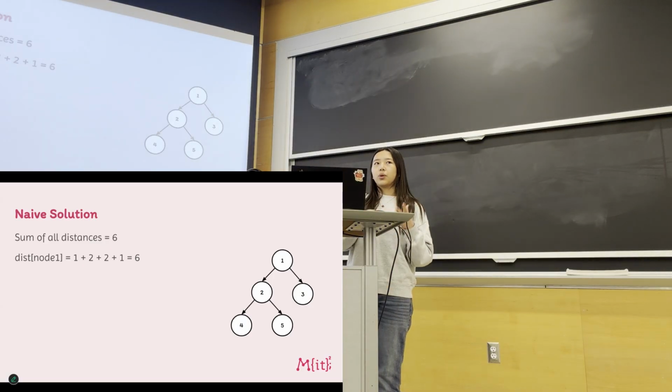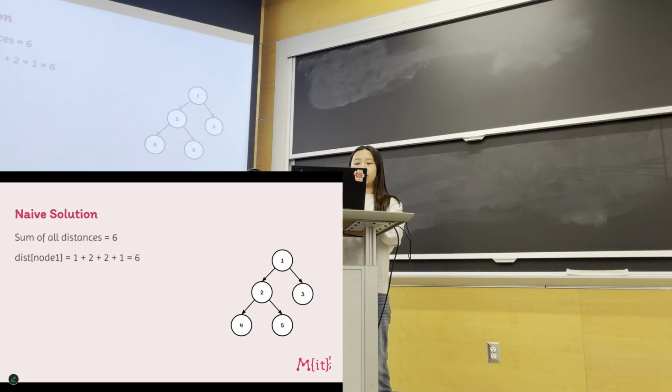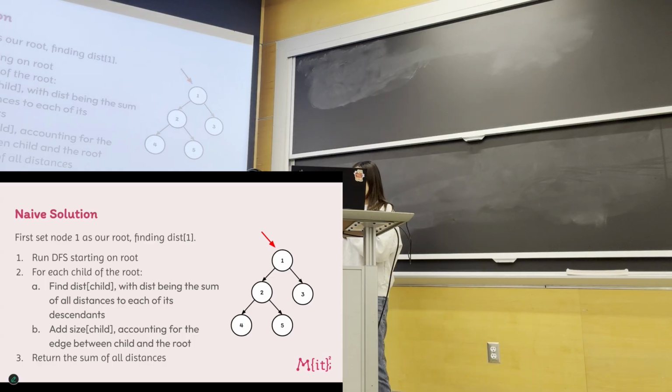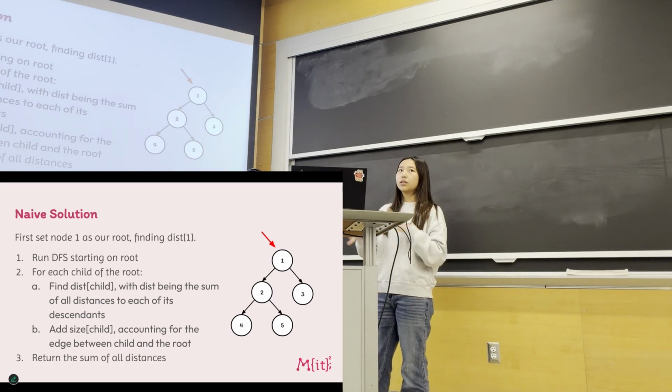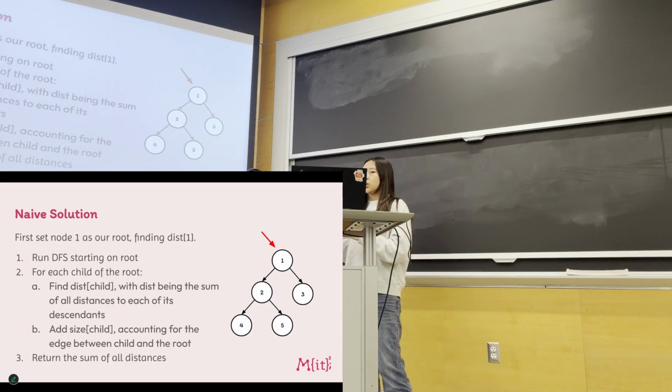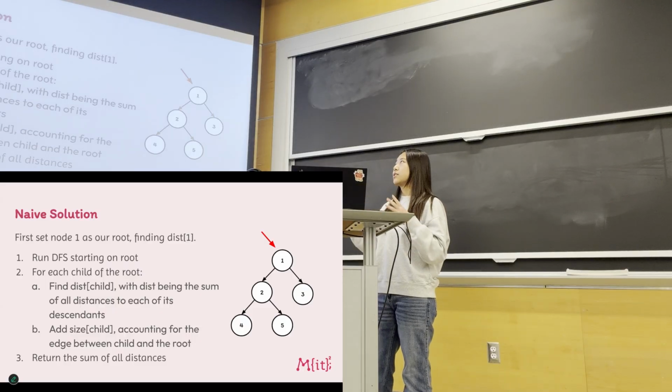But this is not how we code this, and we have a little bit different of an approach. So for the solution, we first set node 1 as our root. So we're finding the sum of all distances to all the nodes. So our first step is to run DFS starting on that root.